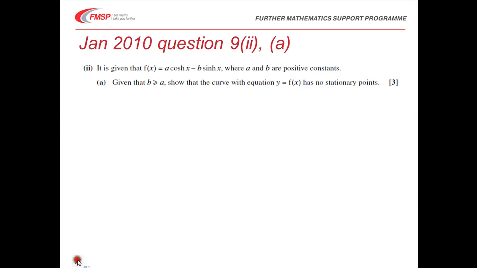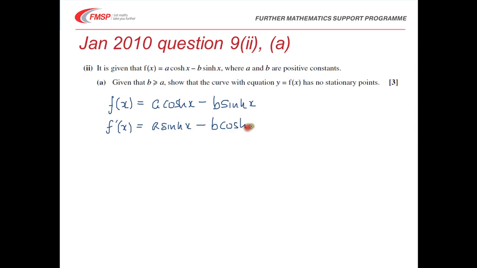So let's have a look at part 2 and see what we were looking at there. So in part 2 it says it is given that f of x is equal to a cos x minus b sin x, and we're also told that b is greater than or equal to a, and we've got to show that there are no stationary points. So f of x equals a cos x minus b sin x. So we're dealing with stationary points, so we'll want to differentiate. When we differentiate cos, we get minus sin, and when we differentiate sin, we get cos. So now we have our first derivative.